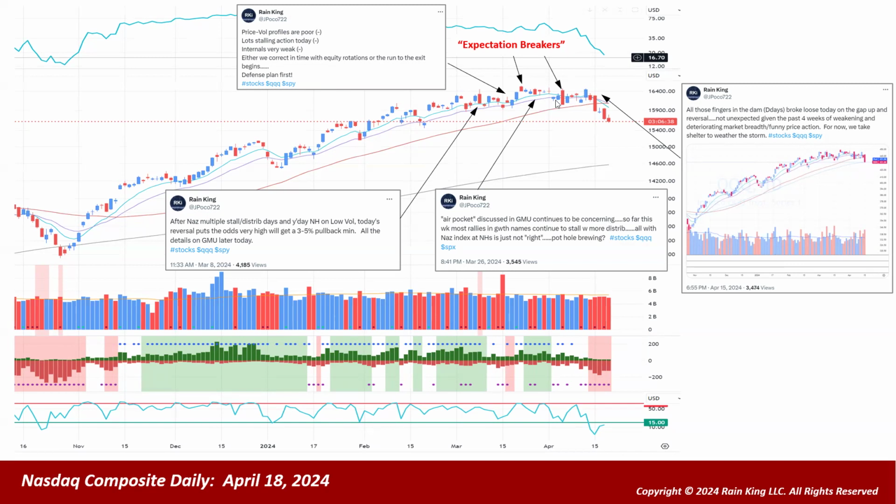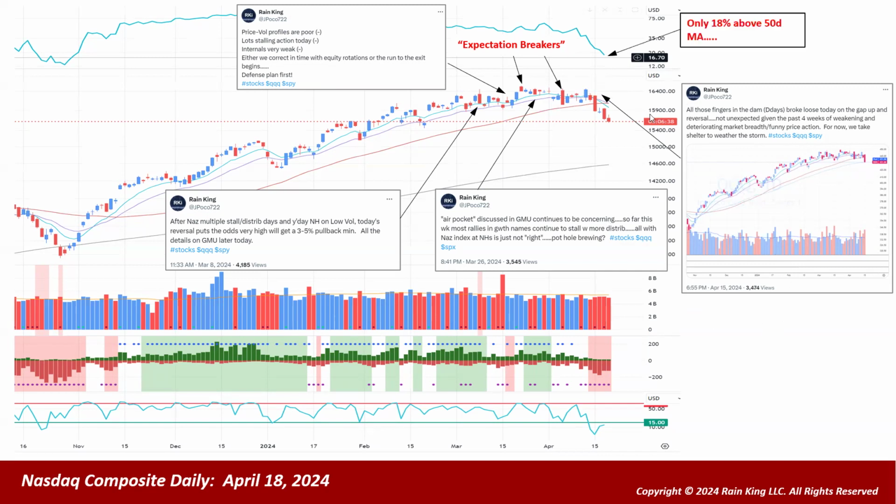We were starting to see situations where the market would gap open and then reverse. Those are all really negative signs. A kind of dark cloud was building. And then, as I tweeted out on Monday, all those little fingers in the dam finally broke loose. And the market now is in a pullback in full motion.